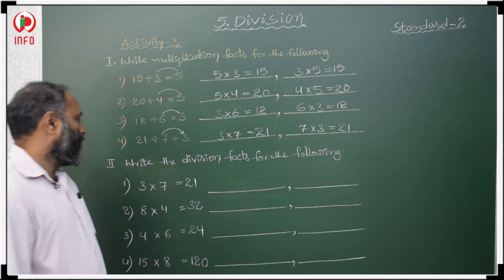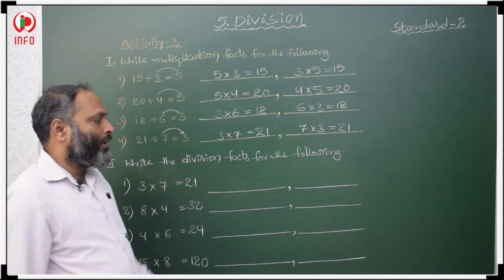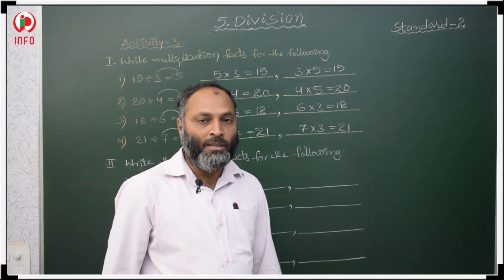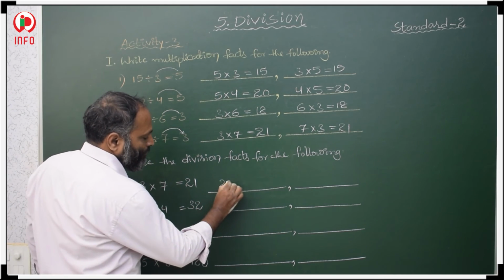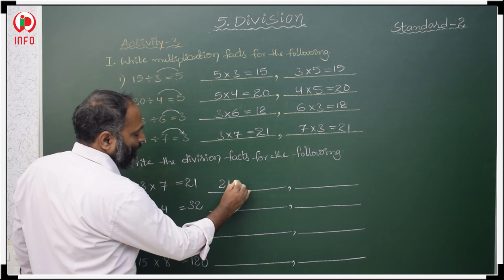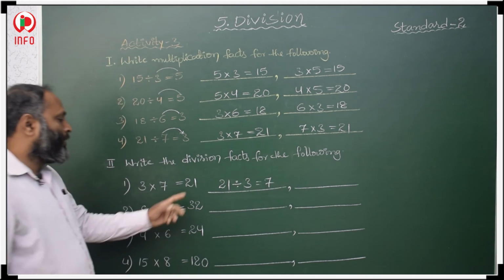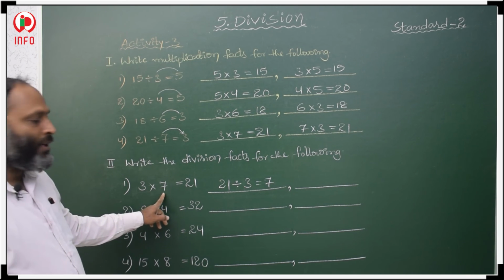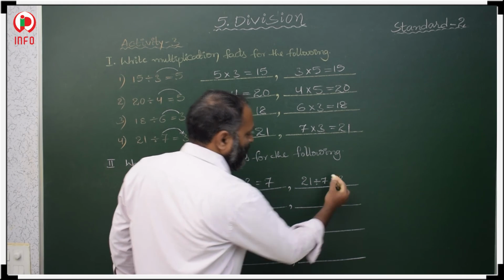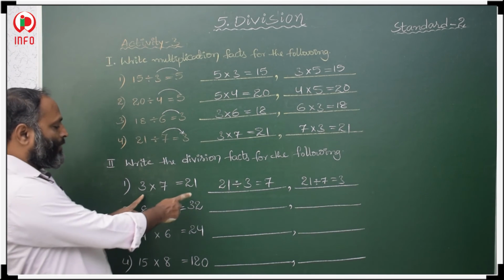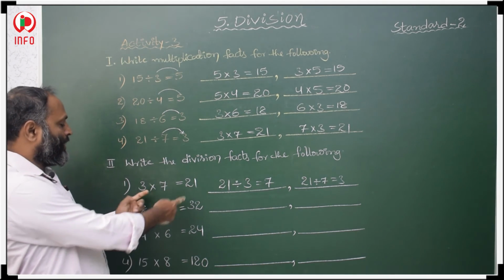Now, in the second part, multiplication facts are given. Using this multiplication fact, we have to write the division fact. First we take this product and divide it by one multiplicand, 3, then you will get the second multiplicand. 21 divided by 3, you will get 7. In the second, 21 divided by 7, then you will get 3.